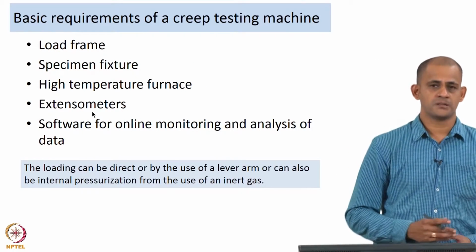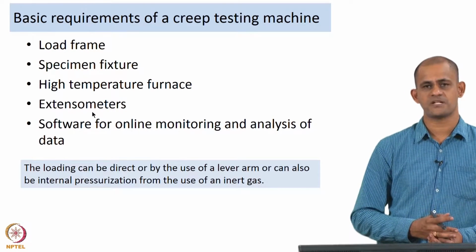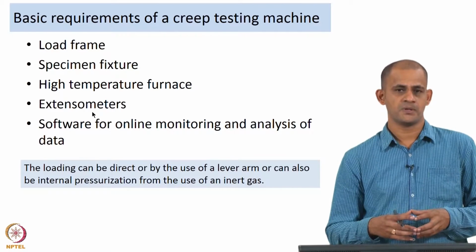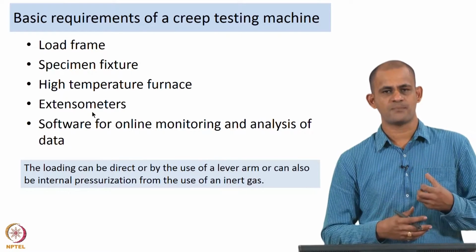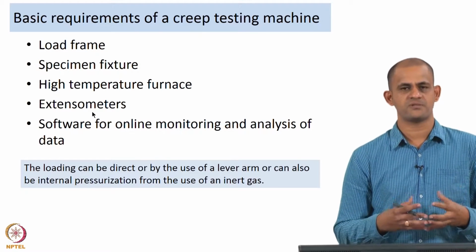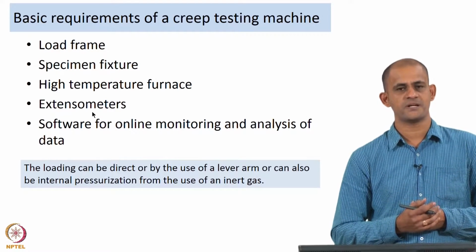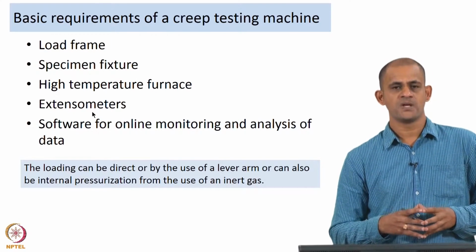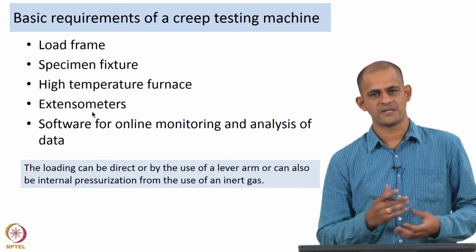When you want to carry out a creep test, the basic requirements that the creep testing machine should have are, one, you should have a load frame on which you can load your sample, and then you need a specimen fixture to hold the specimen. And then, since creep is a high temperature test, typically you need a high temperature furnace which can provide you the test temperature that you are interested in. Then you also need extensometers in order to measure the strain, the plastic strain that the sample is exhibiting.